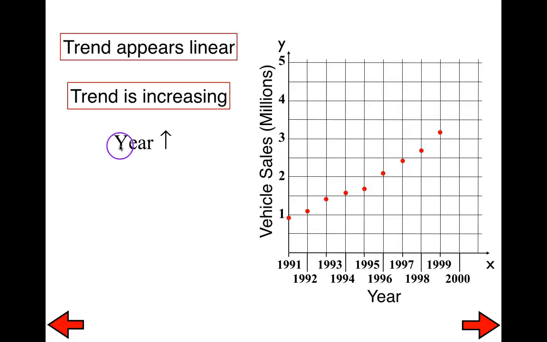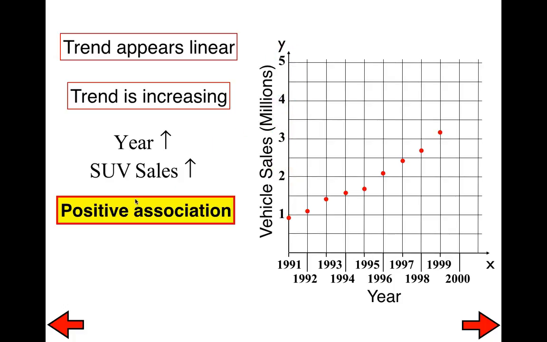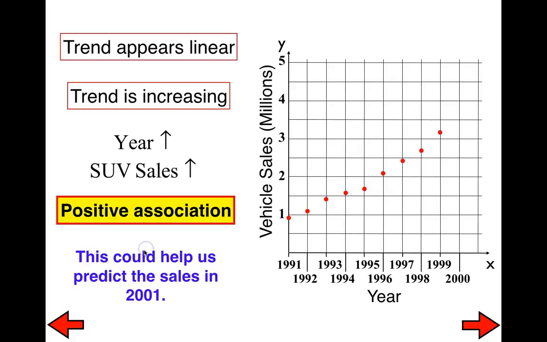So I notice as the years go by, as the years increase, what happens? I notice that the sales also increased. So I would call this a positive association, and you can tie this along with slope. Notice the slope of this line would be positive because I'm reading it from left to right. So you can tie that in with the association of it. This could help us predict the sales in 2001, in fact. Notice we can get an idea where this is going. If I asked you where the sales would be in 2001, you can make a prediction based off the data you're given.